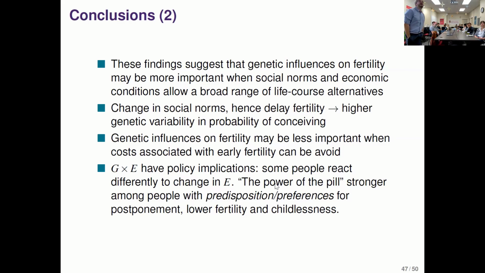What can be relevant in fertility research is that a change in social norms about the best age to have a child leads to a delay in fertility, but also to higher variability in the probability of conceiving.